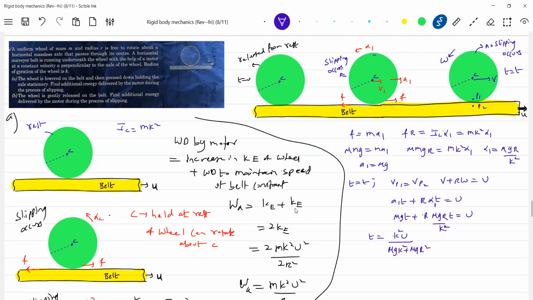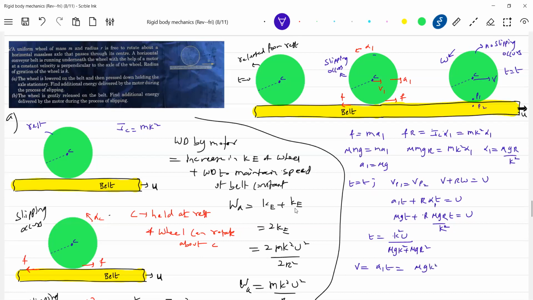What is our question now? It's asking for the kinetic energy. Finally, when the kinetic energy is acquired, for that we needed the time. Once you know the time, you can calculate the velocity. So now we'll get the velocity. V is equal to a1 t. A1 is mu g.